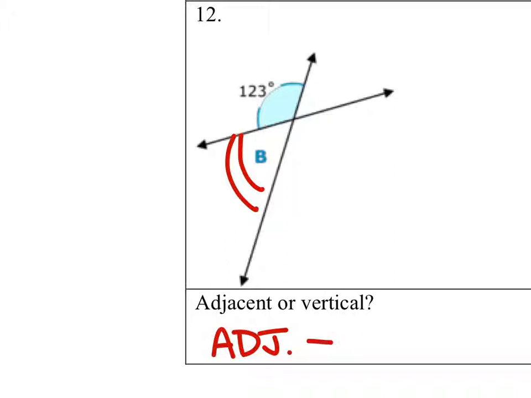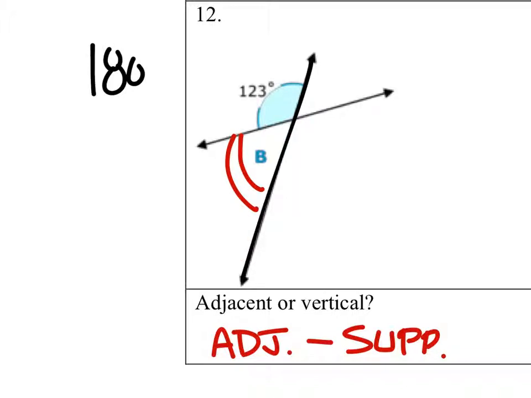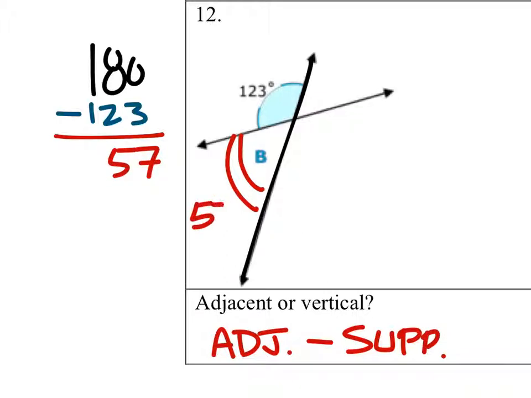These ones are adjacent and also sup, right? So that means that we've got to take our 180-degree angle, which is the straight line, and subtract that 123 to figure out the measure of that other angle, right here. So what do we get? A 7 and a 5, 57? Yeah. 57 degrees would be this missing angle right here.